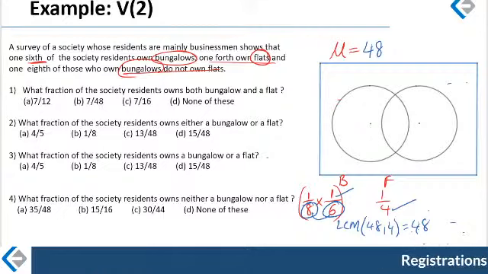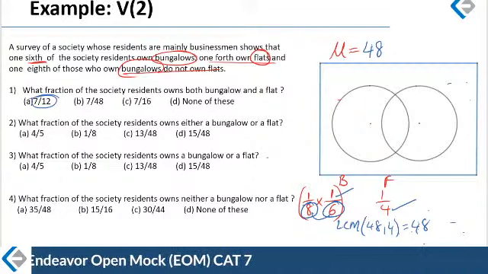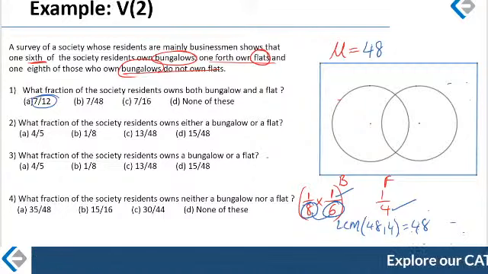You will say 48 or a multiple of 48, because anyway your answer options are going to be fractions. When you write x, the x will get cancelled in the numerator and denominator. Therefore, why not take 48 itself as the number? That's fair enough. If required, we will revise it. That we will see later. Let's take it as 48.